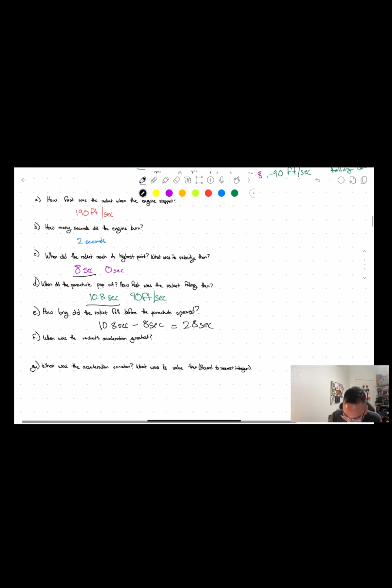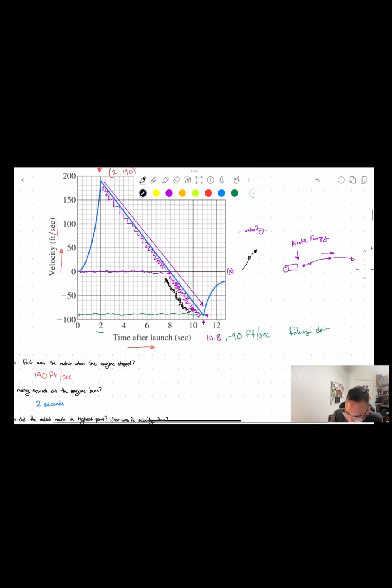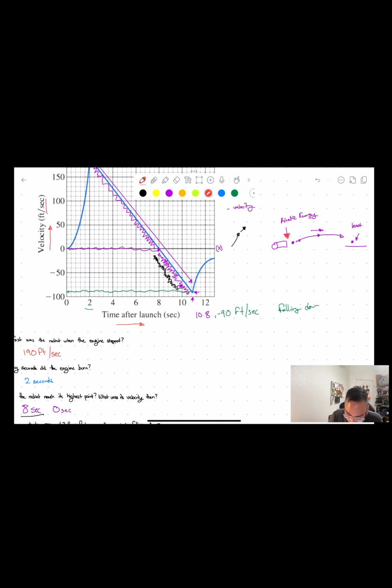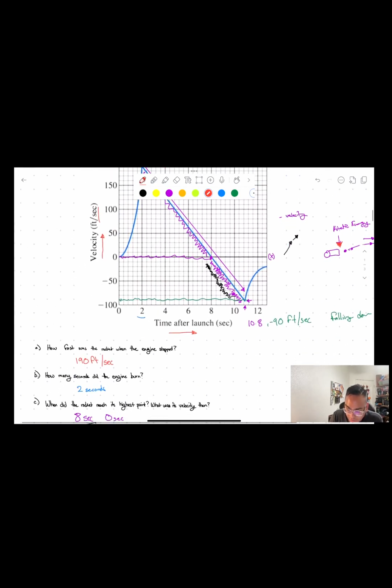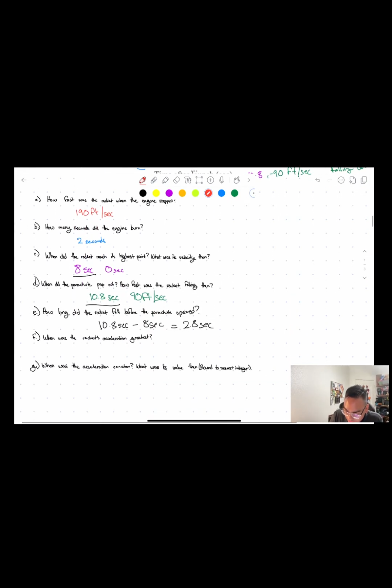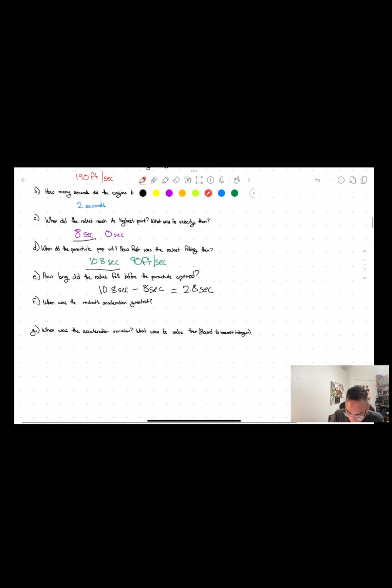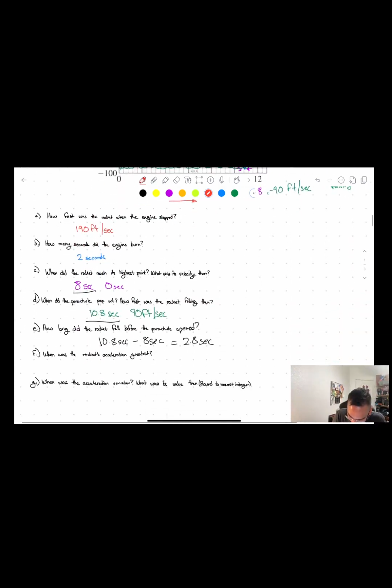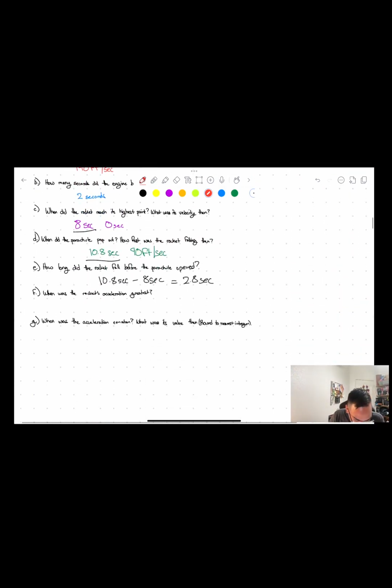So when was the rocket's acceleration the greatest? Well, just like that cannonball that we have, the highest kinetic energy is right here. Right at that peak is when its acceleration was the greatest. 2 seconds.